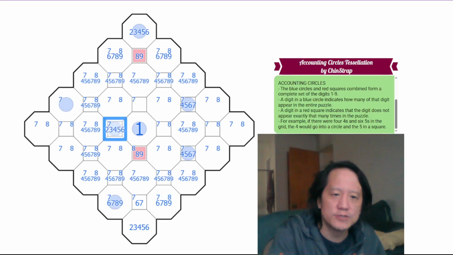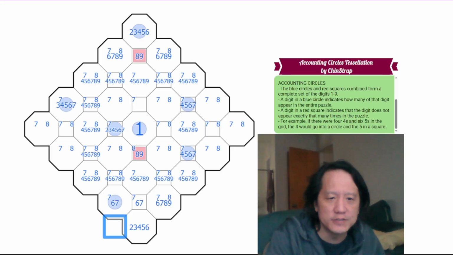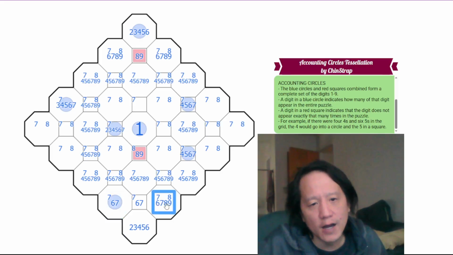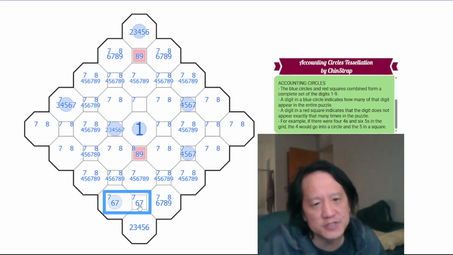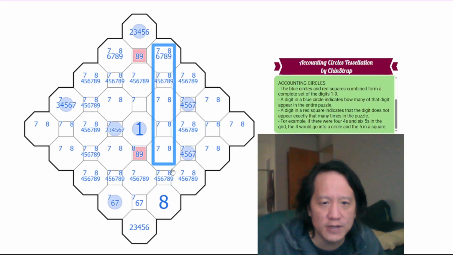This is 2 through 7. This is 3 through 7. Those cannot be 8 or 9. This is 6 or 7. In row 8, we have a 6, 7, 6, 7 pair because, again, they cannot be the red cell. So this is 6, 7, 6, 7. That forces this to be 8. Okay, so we have the 8 here.